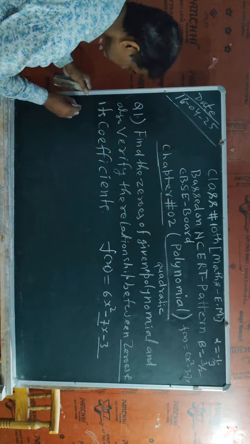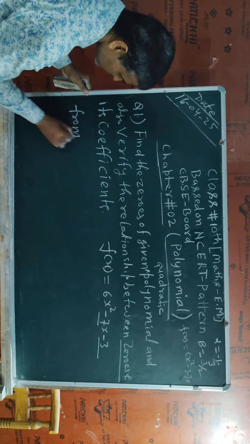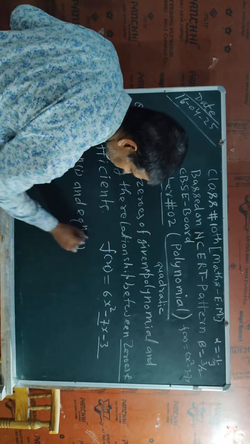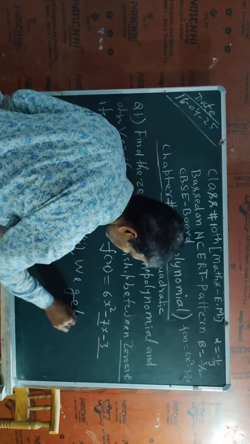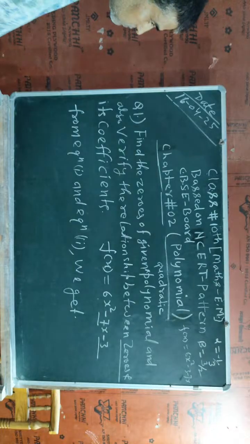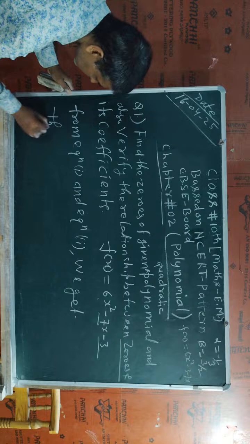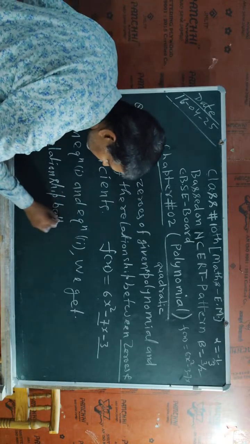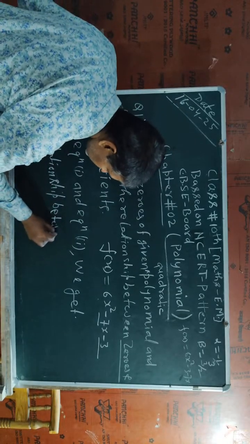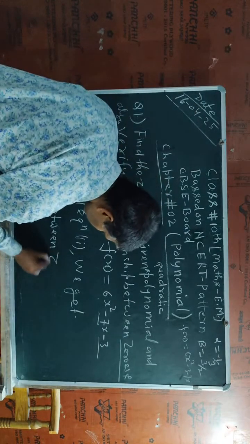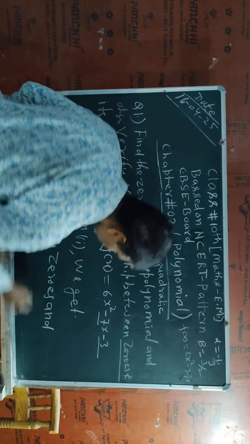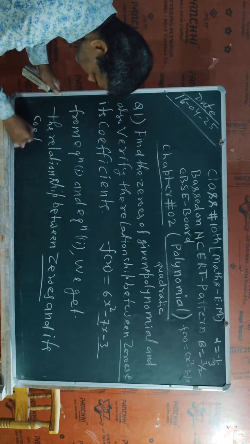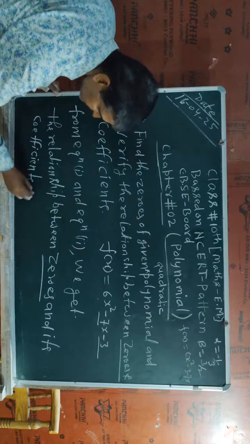So here I will write: from equation 1 and equation 2 we get the relationship between zeros and its coefficient is verified.